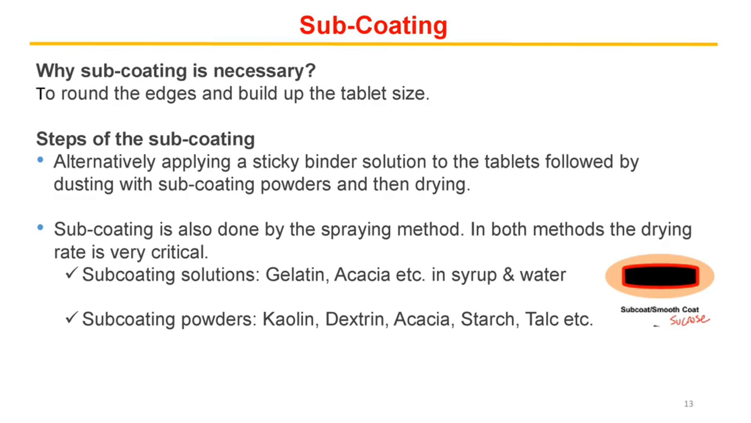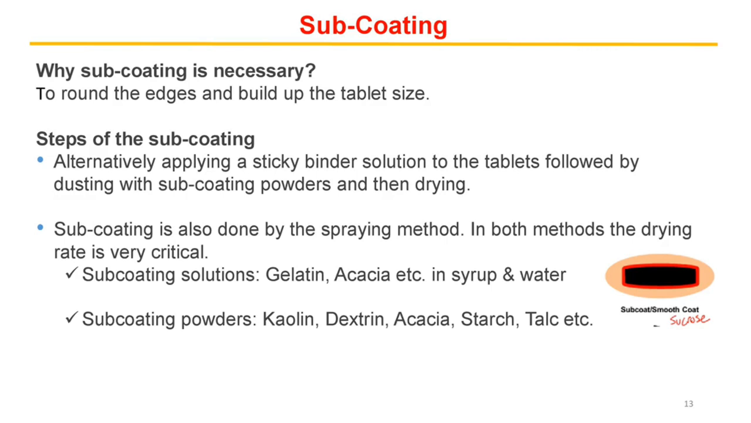12. Subcoating. Why subcoating is necessary: to round the edges and build up the tablet size. Steps of the subcoating: alternately applying a sticky binder solution to the tablets, followed by dusting with subcoating powders and then drying. Subcoating is also done by the spraying method. In both methods the drying rate is very critical.